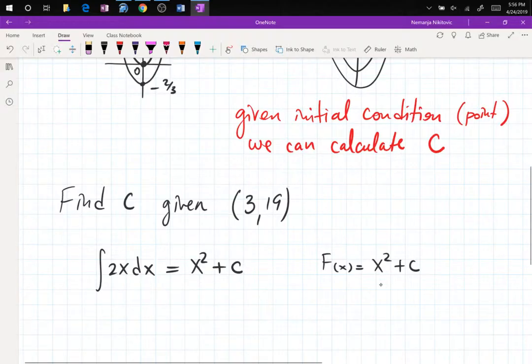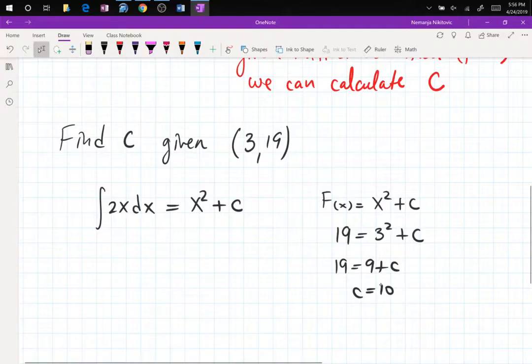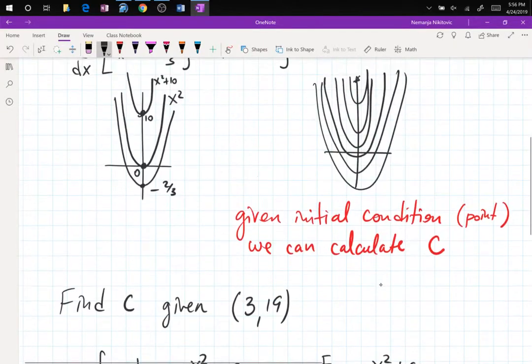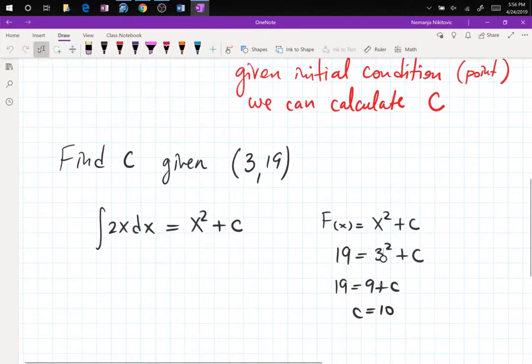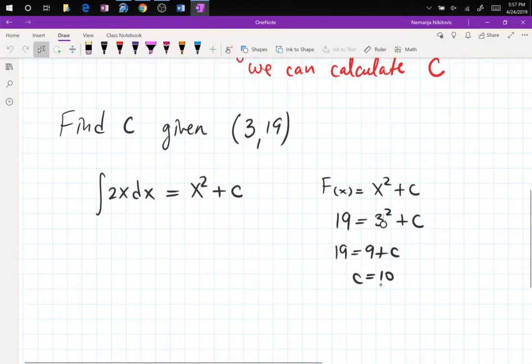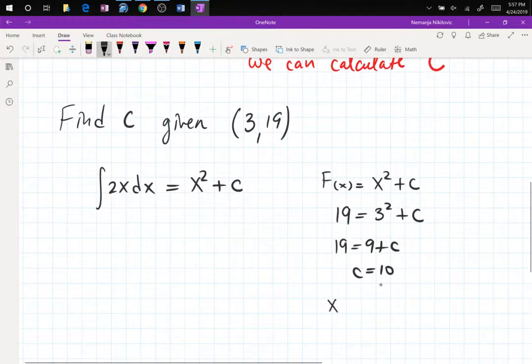All right, so now I have a point, 3, 19. So 19 is equal to 3 squared plus c. So 19 is equal to 9 plus c. C is equal to 10. And we retrieved one of our original problems. You see that x squared plus 10? We retrieved that one. So that function goes through 3, 19. And we have x squared plus 10 as our antiderivative.